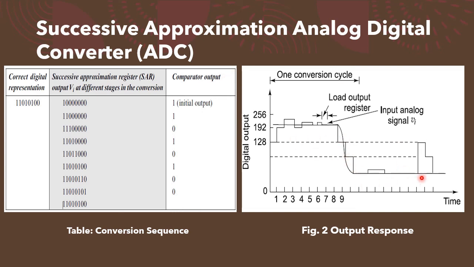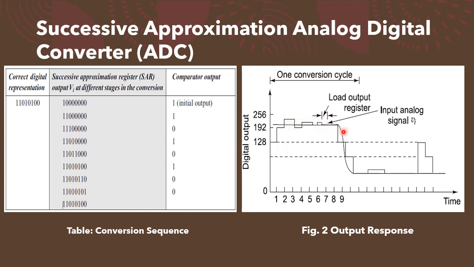This is the output response waveform. So here the correct digital representation is shown. The equivalent decimal value is 212. So this is the 212 point and it is represented like this. Initially this value is 128, so here it is 128. Next 128 plus 64, that value is here, 192. Then again plus 32, that is represented here.